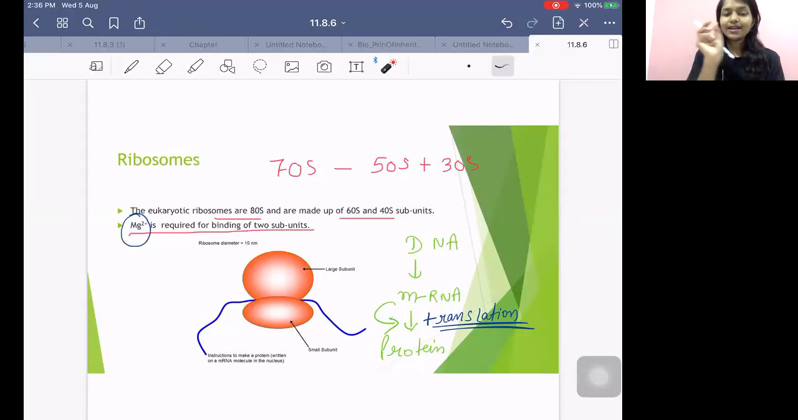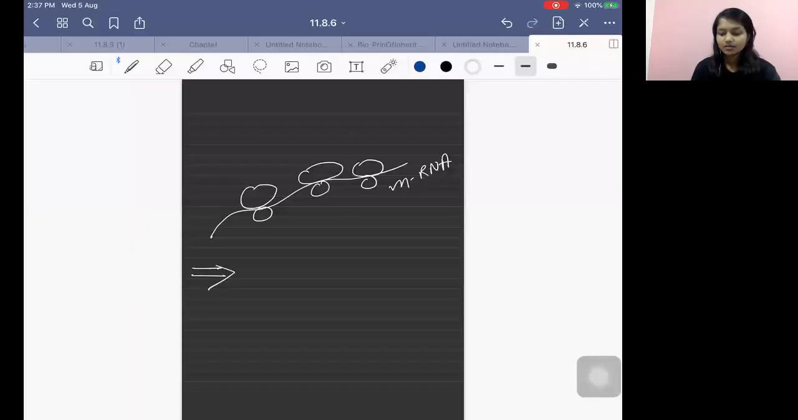So what happens when mRNA has the information that we need to make this protein? Ribosomes will attach to the mRNA and help in protein synthesis. How will they get attached? By the magnesium ions. Okay?